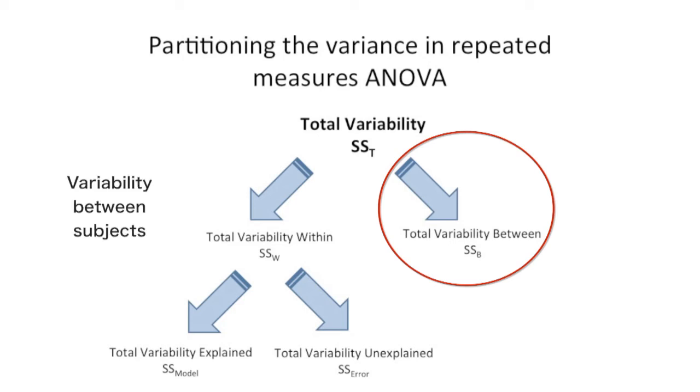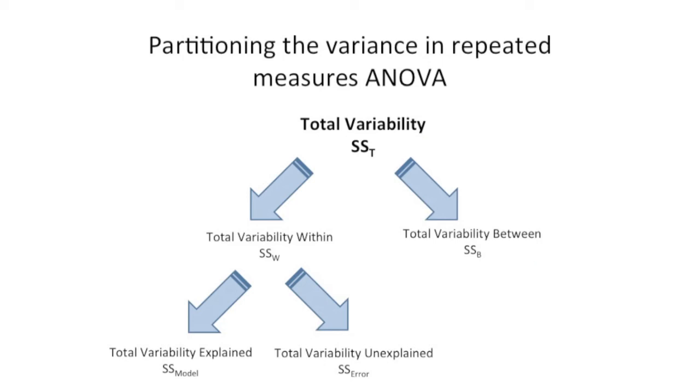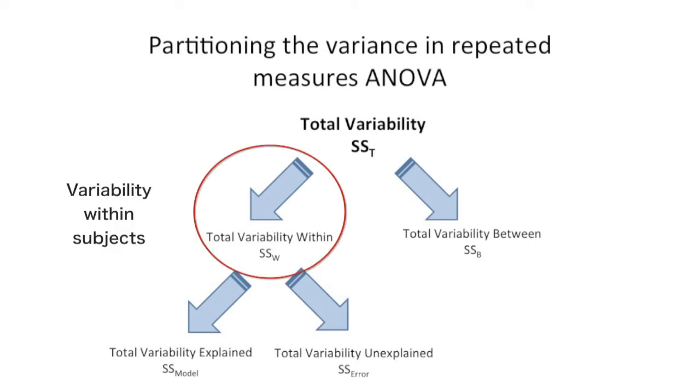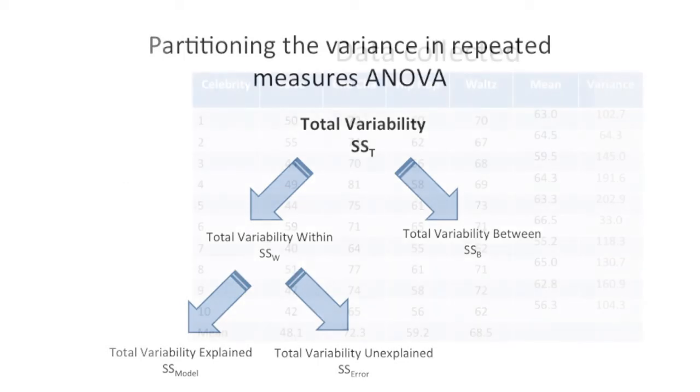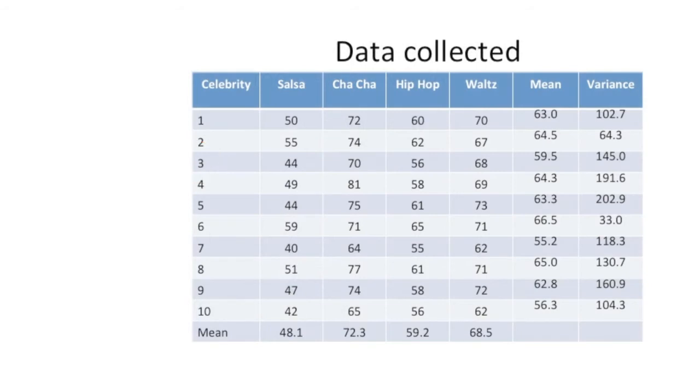This is known as variability between subjects, and our attention in the repeated measures ANOVA is not really focused here. Now let's focus on the variability within subjects. That is, let's look at the variability within each of the celebrities. For example, celebrity 3 scored 44 in salsa, 56 in hip-hop, 68 in waltz, 70 in cha-cha. Their total scores varied from 44 to 70, so they had a total difference of 26. And their total variability was 145, so it's clear they scored quite differently across the dances.